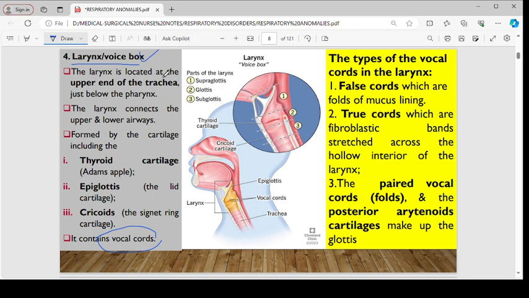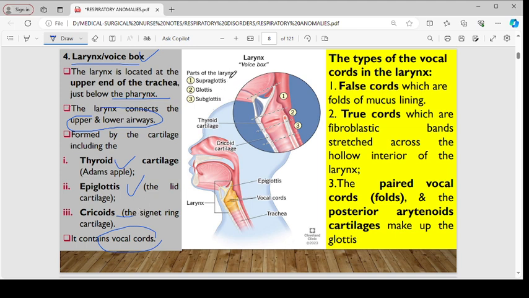The larynx is located at the upper end of the trachea and just below the pharynx. So the larynx connects the upper and lower airways. It's formed by a cartilage network. The first one is the thyroid cartilage, commonly referred to as the Adam's apple, followed by the epiglottis, which is the lid cartilage, and lastly the cricoid, which is the signet ring cartilage.